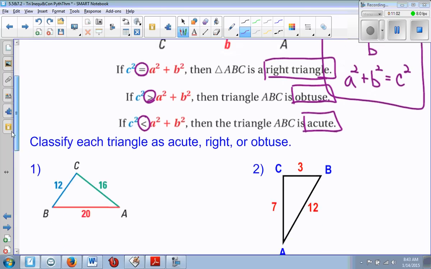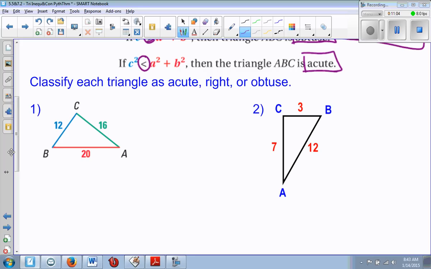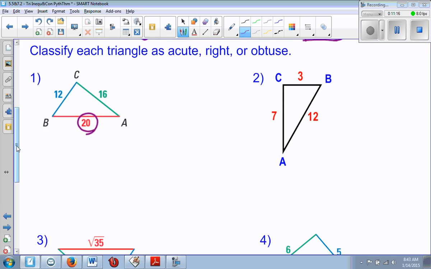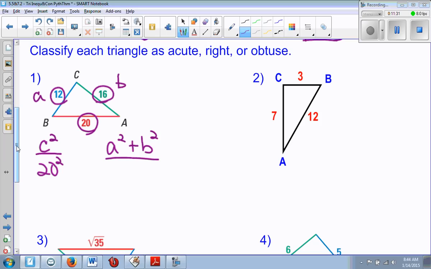So if I'm asked whether these triangles are acute, right, or obtuse, the first thing you're going to do is identify which length would be the C, because C is always the largest one. So in number 1, 20 is going to be my C. I'm going to set it up just like this, and I would like you to set it up like this every time, please. 20 is C, so 20 squared. The other two lengths could be A and B in either order. So we're going to do 12 squared plus 16 squared.